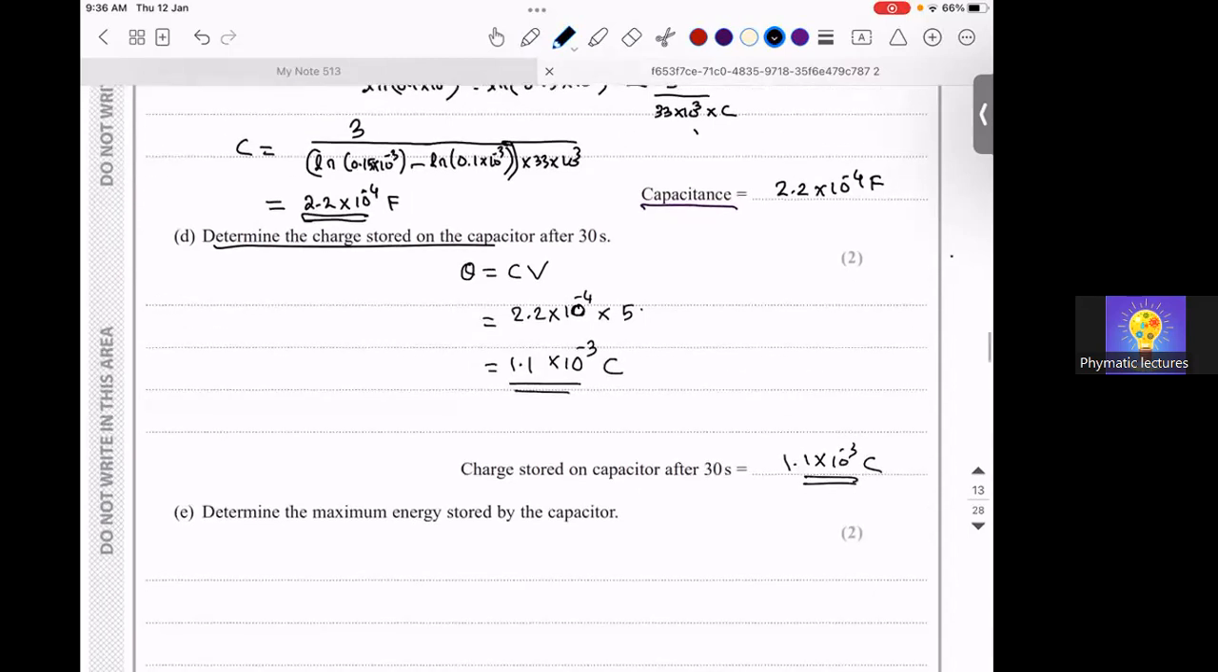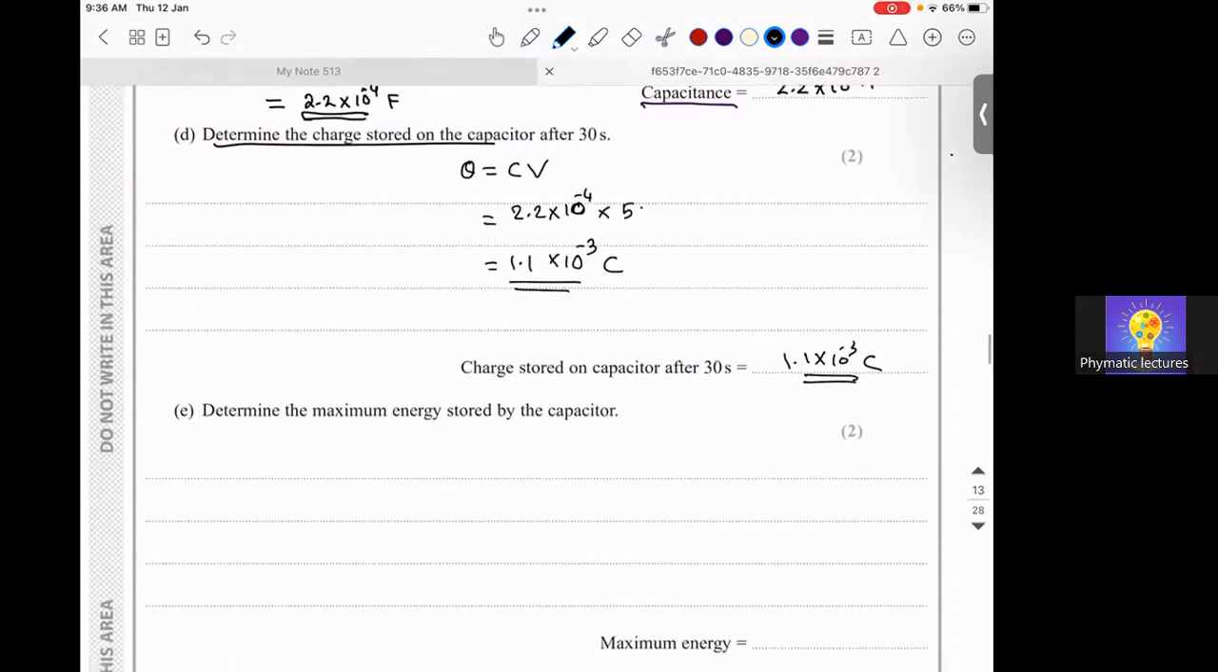Any questions? Don't get confused. Okay, Q is equal to C into V, we can apply directly, because Q is equal to Q0 into e raised to T by RC, we can apply. But since it is a 2-mark question, straight away you can apply the formula and find it. 1.1 into 10 raised to minus 3 coulomb.